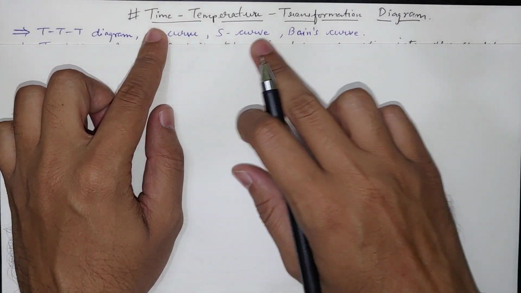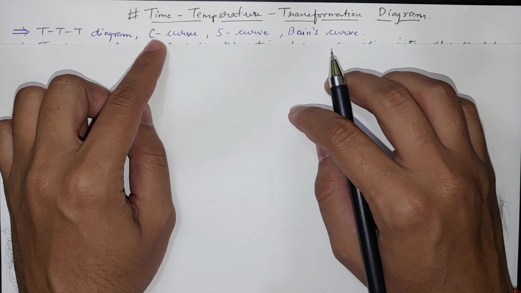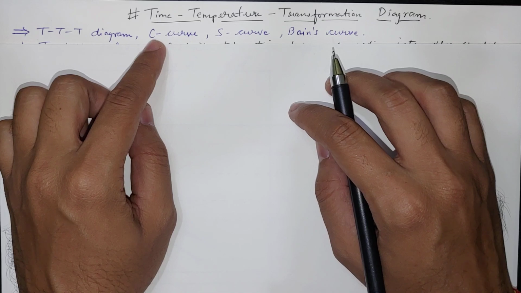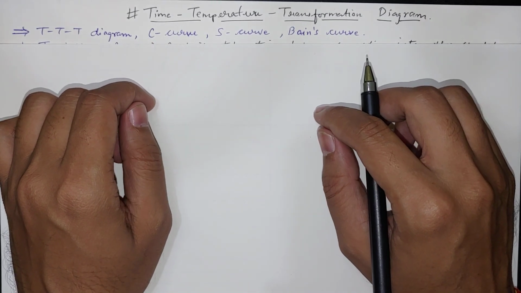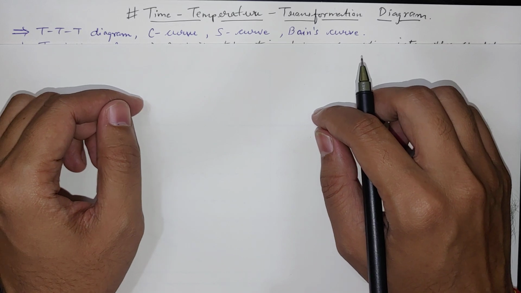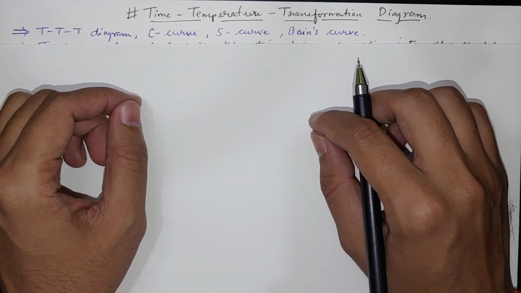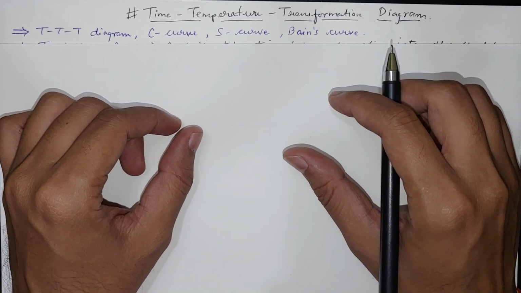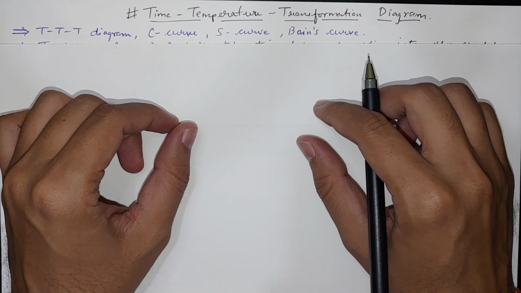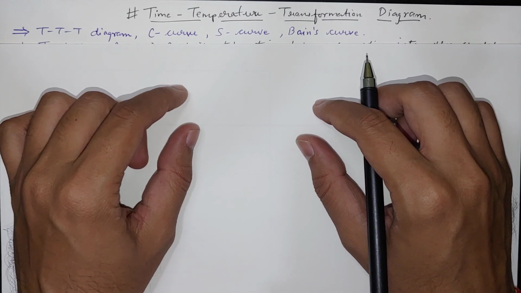The time temperature transformation diagram is a diagram where we have gamma austenite at above 720 degrees Celsius, and then we cool it. We cool it to get different kinds of microstructure like pearlite, bainite, martensite, coarse pearlite, fine pearlite, like that. So from austenite we cool the material, our steel workpiece, and we get different microstructures, and those microstructures have different properties.